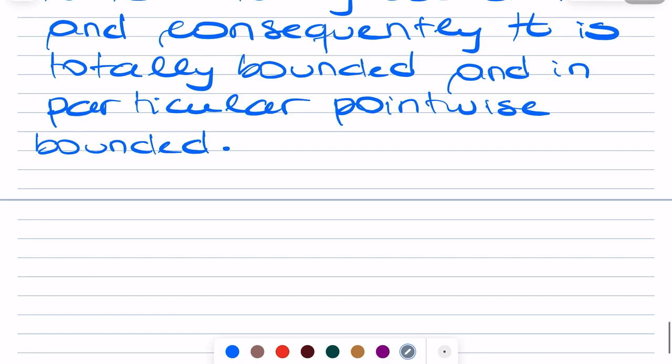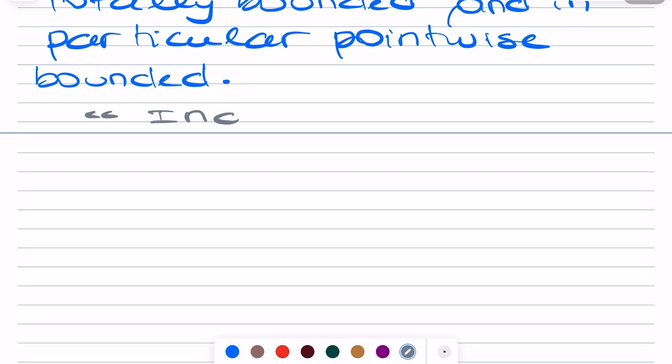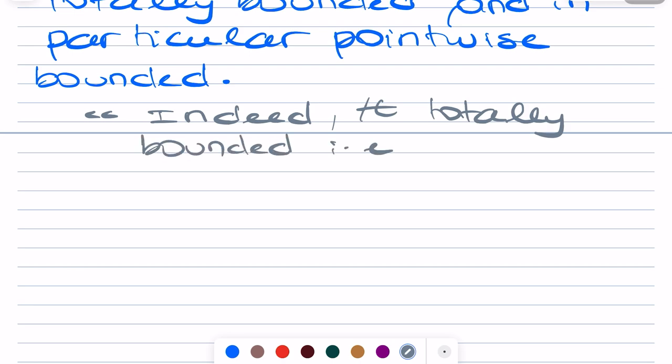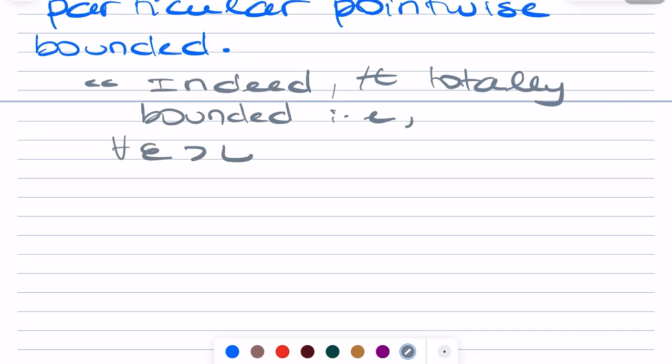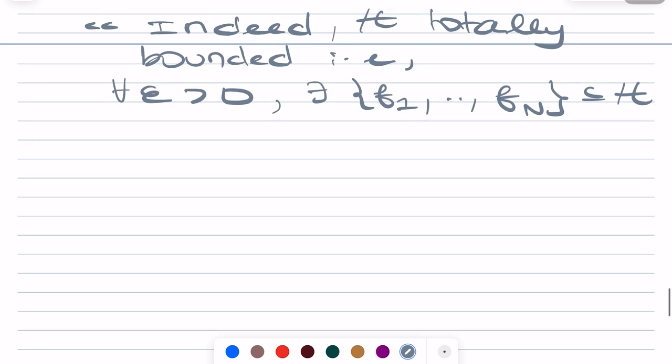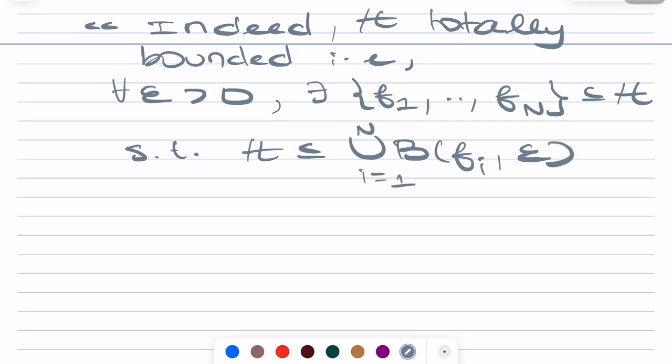So indeed, H totally bounded means that for every epsilon positive, there exist f1 up to say fn in H such that H is contained in the union of the balls centered at fi and radius epsilon, i moving from 1 to n.